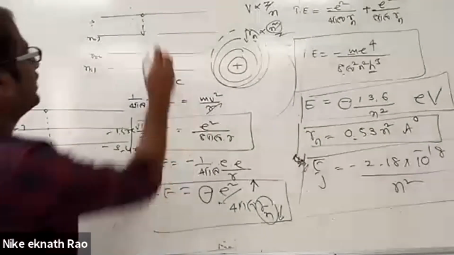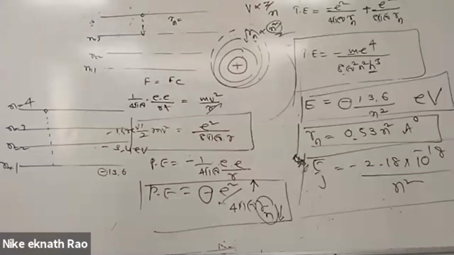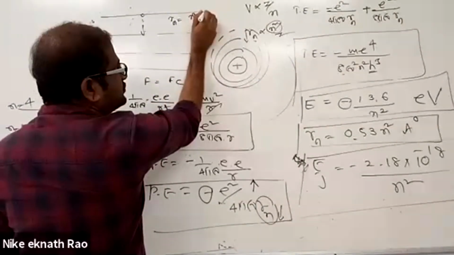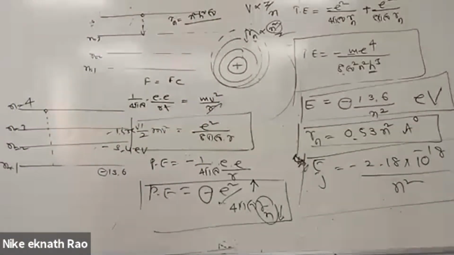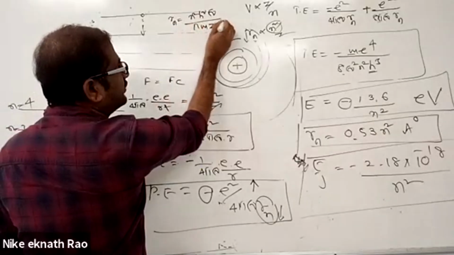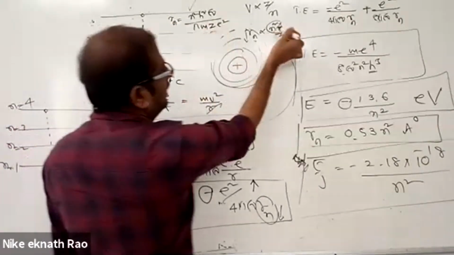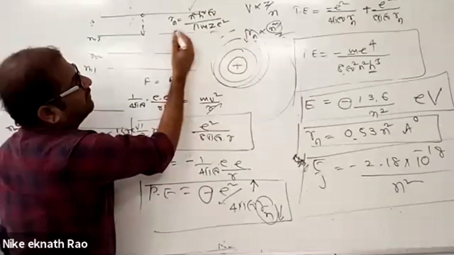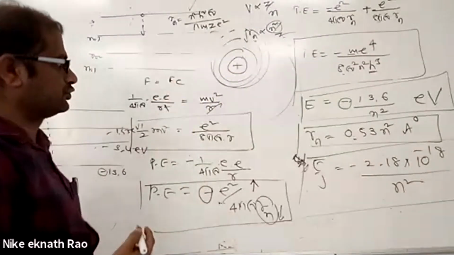What is the Rn value? The radius of the nth orbit is how much? When you do the derivation, it is n square h square epsilon naught divided by pi m z square. That's why Rn is proportional to n square by z. Rn is proportional to n square by z.